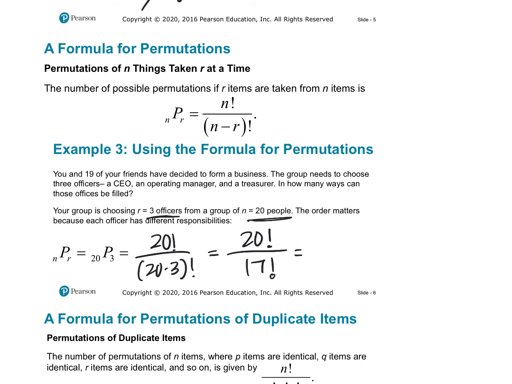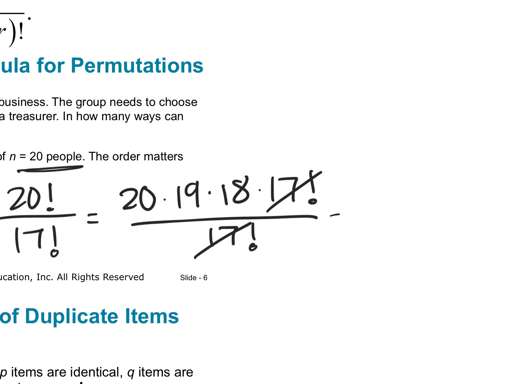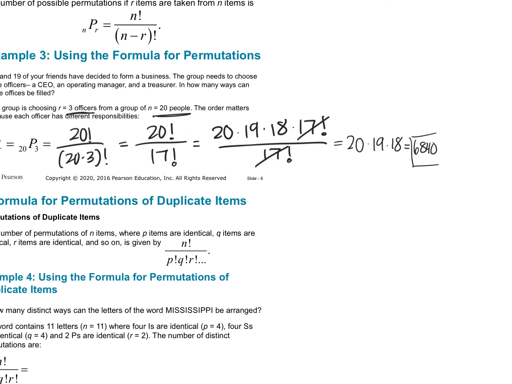And then remember, you break up the top. So 20 times 19 times 18 times 17 factorial. Once you get to that number on the bottom, you stop, and then we can cancel them out. So you have 20 times 19 times 18, which if you put it in your calculator, you get 6,840. That's how many different ways you can choose the officers. So that's a lot. A lot of different options there.